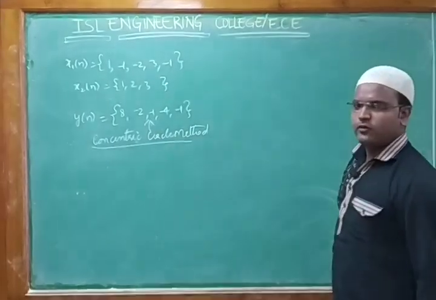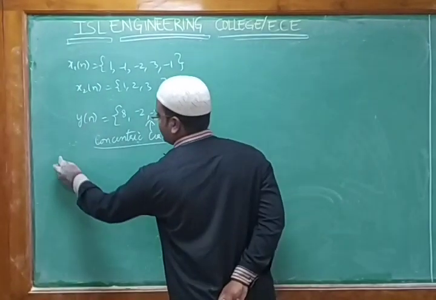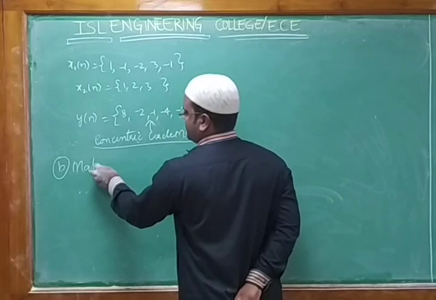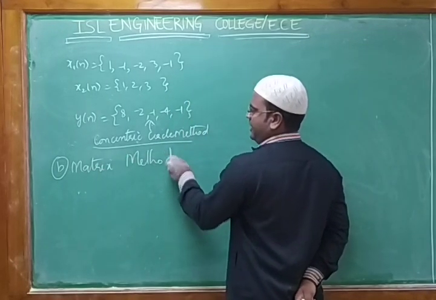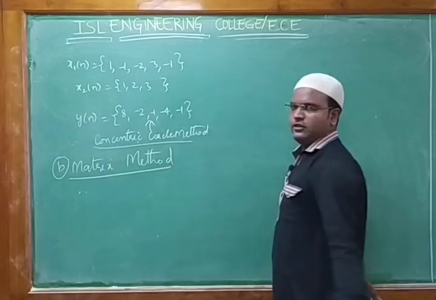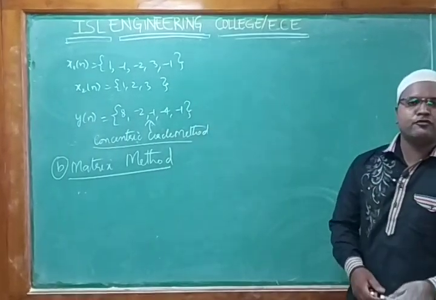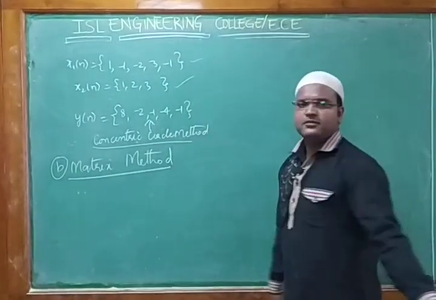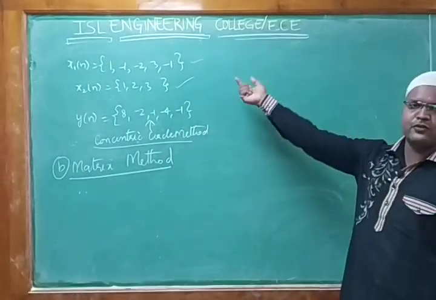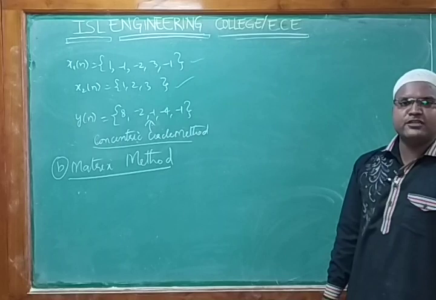What is the second method we are doing? By applying the second method, that is the matrix method, we need to apply the same concept of circular convolution. In that, what is the criterion we have to obey? The first and second sequences need to be the same length, meaning the number of samples in the first sequence and the number of samples in the second sequence need to be the same.